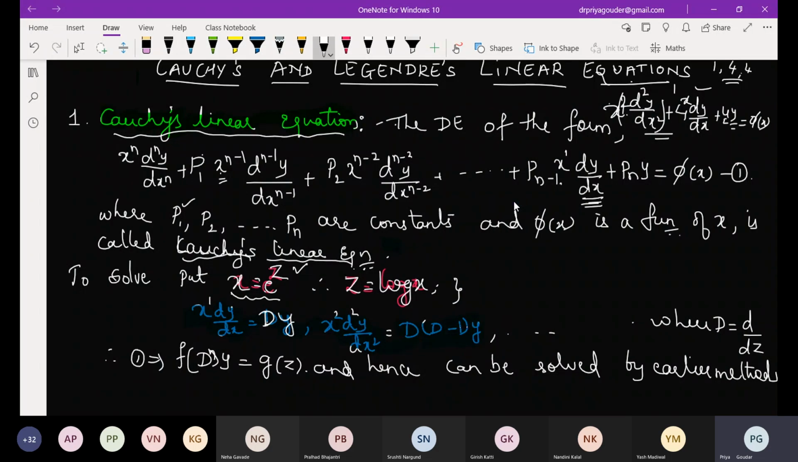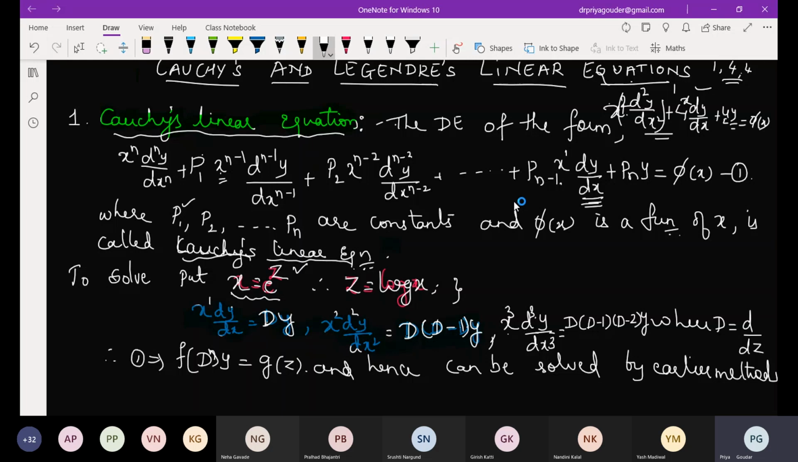Similarly, second order derivative is attached to which coefficient? x to the power 2. So this will now not be D square y, it is D into D minus 1 into y. Just see the change. On similar lines, can you tell me what x cube d cube y by dx cube will be? There is a symmetry. First order only D. Second order, 2 terms, D into D minus 1. Third order? D into D minus 1 into D minus 2, into y. y will be as it is.